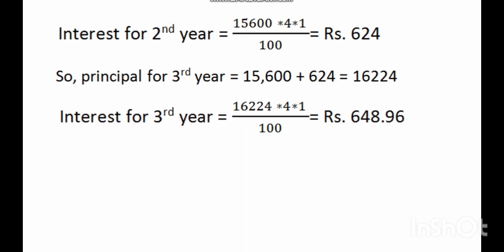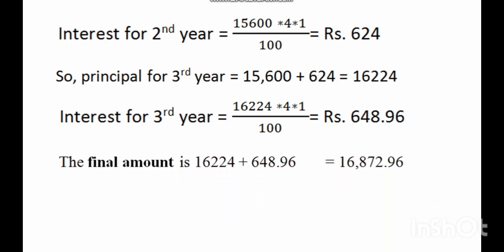Interest for the third year, the same method: 16,224 into 4 into 1 divided by 100. So we'll get the answer 648.96. Now the final amount: we just add, and we'll get the whole amount, which is 16,872.96.